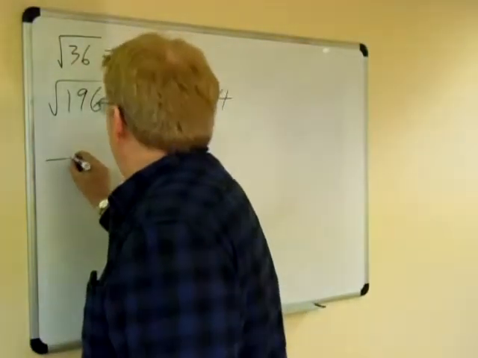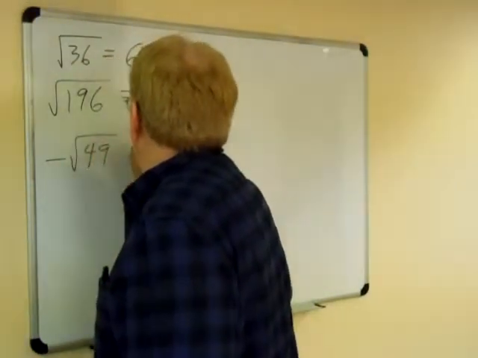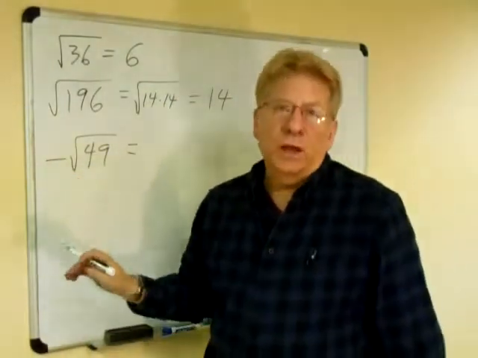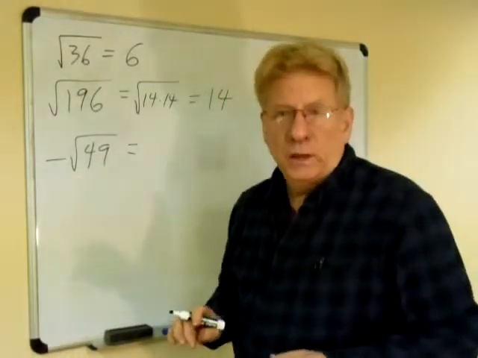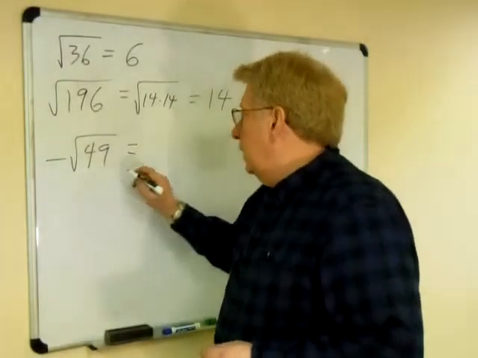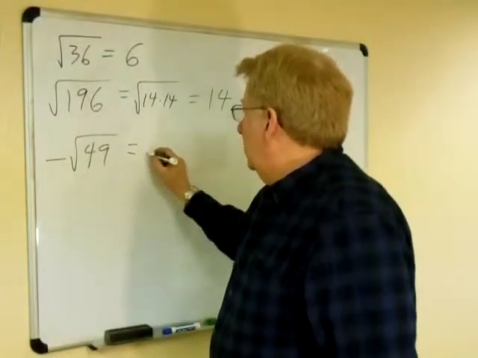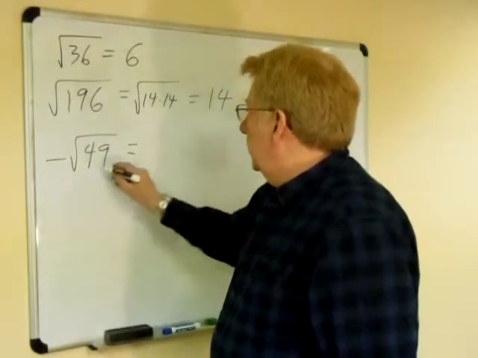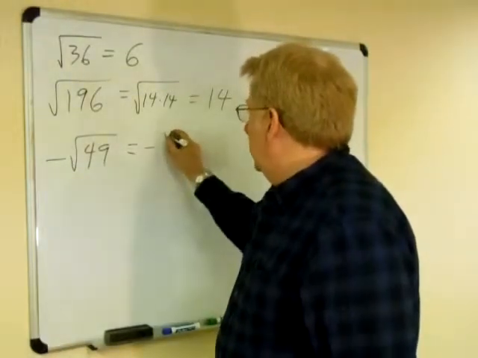Another one, negative square root of 49. Because the negative sign is outside of the radical sign, we don't have a problem with that. So we can say square root of 49 is 7, and the negative is outside, so we have minus 7.